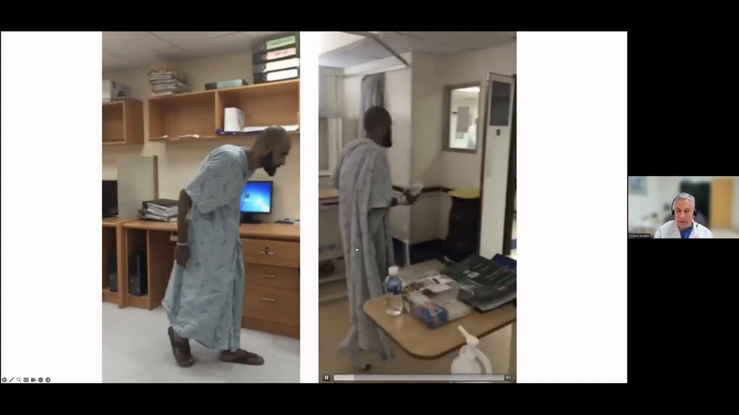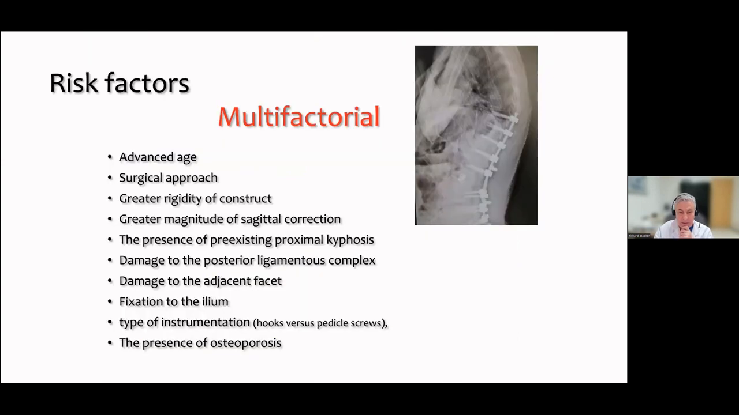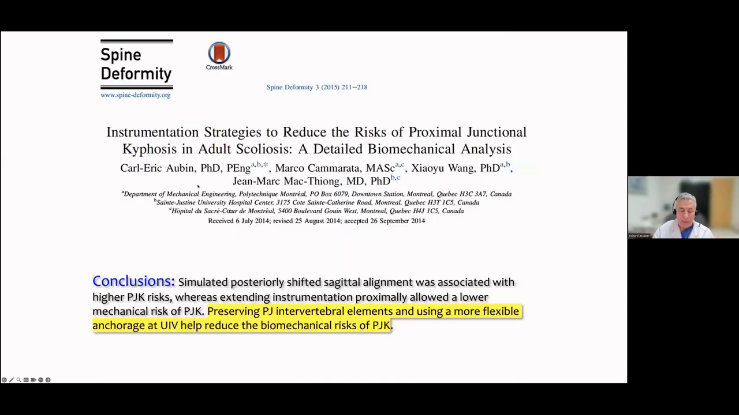So very quickly, to avoid PJK, there are many rules for this, and we know that PJK is related to the age, to the surgical approach. Is it open? Is it hybrid?